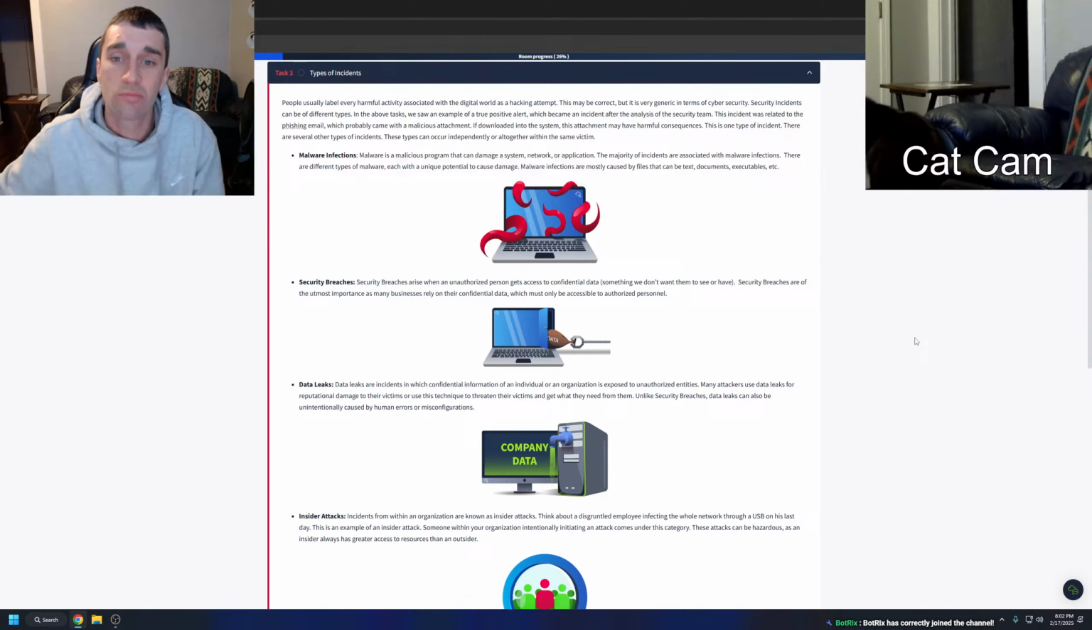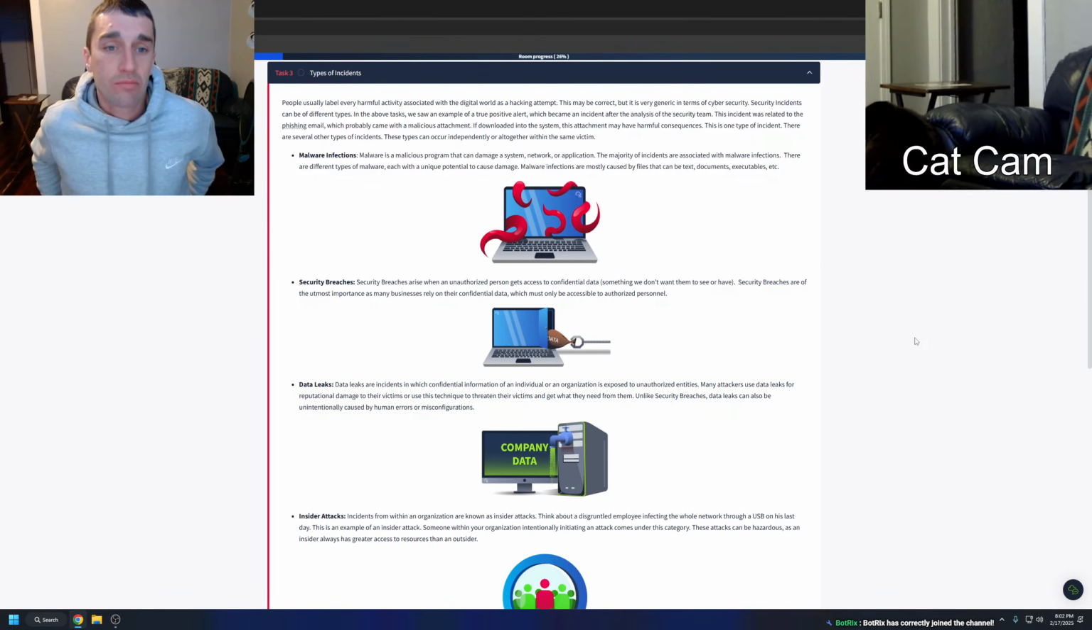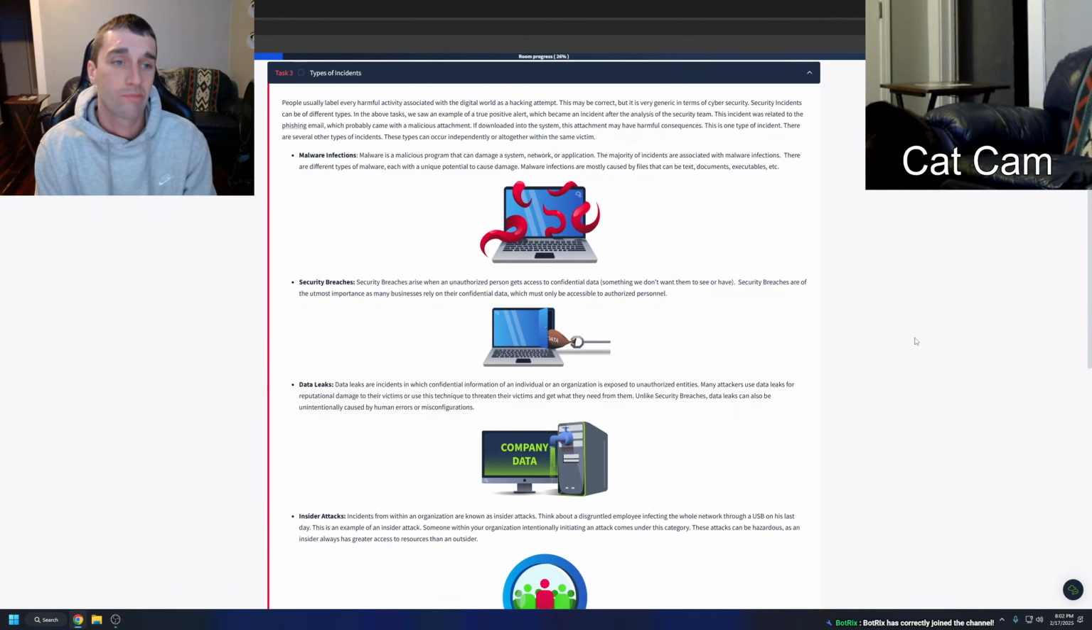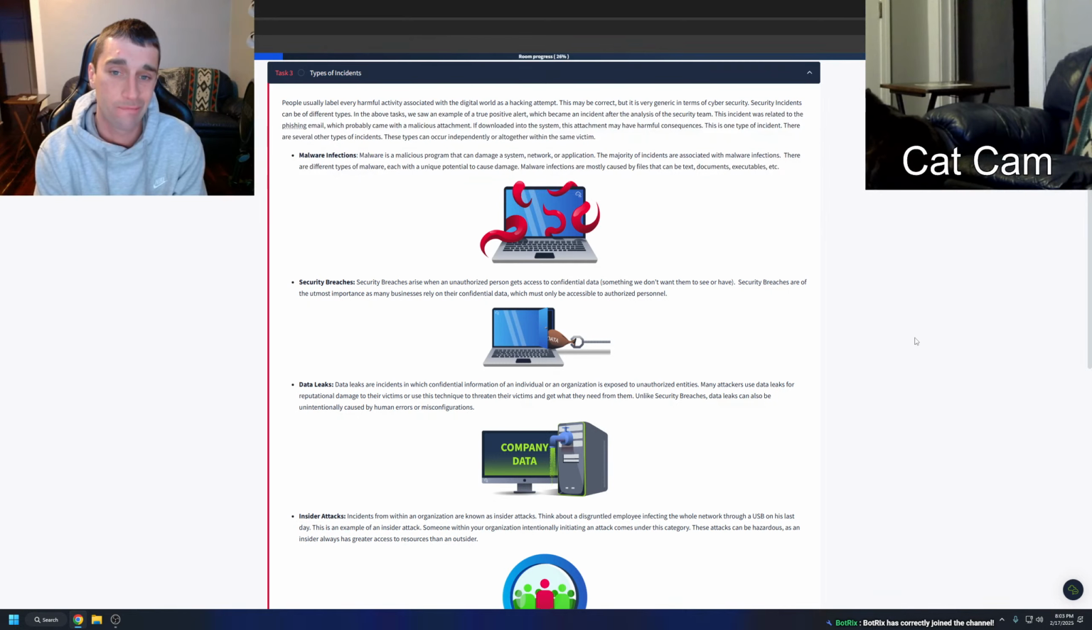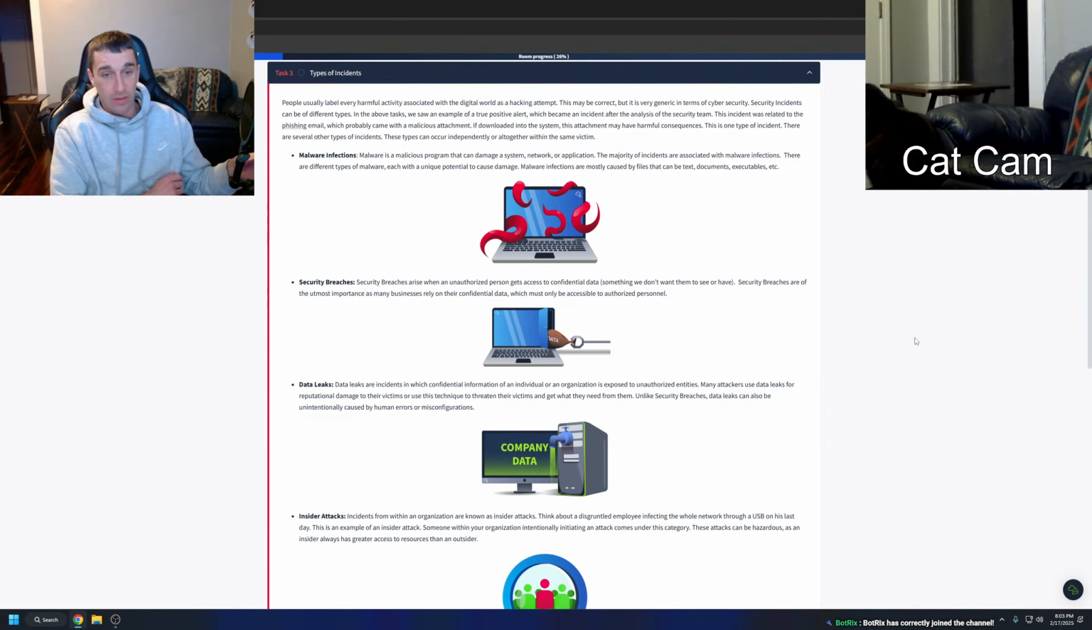It is very generic in terms of cybersecurity. Security incidents can be of different types. In the above tasks, we saw an example of a true positive alert, which became an incident after the analysis of the security team. This incident was related to the phishing email, which probably came with a malicious attachment. If downloaded into the system, this attachment may have harmful consequences. This is one type of incident. There are several other types of incidents. These types can occur independently or altogether within the same victim.